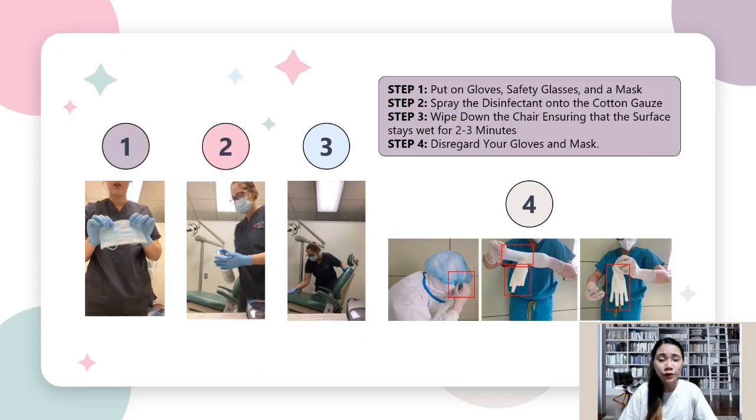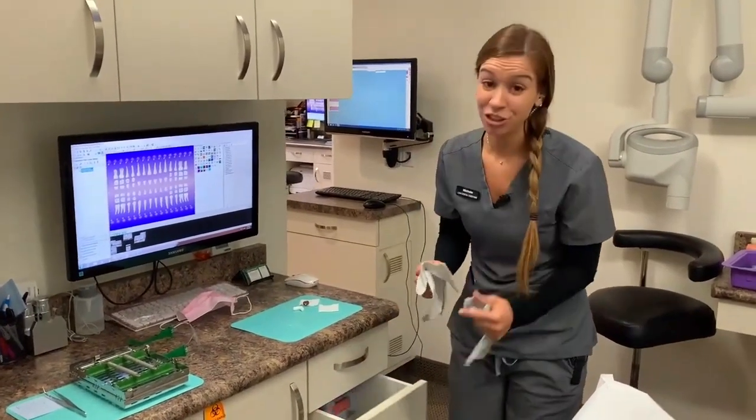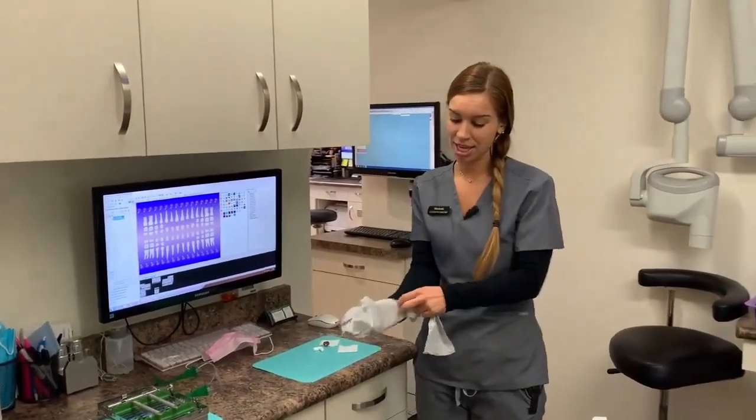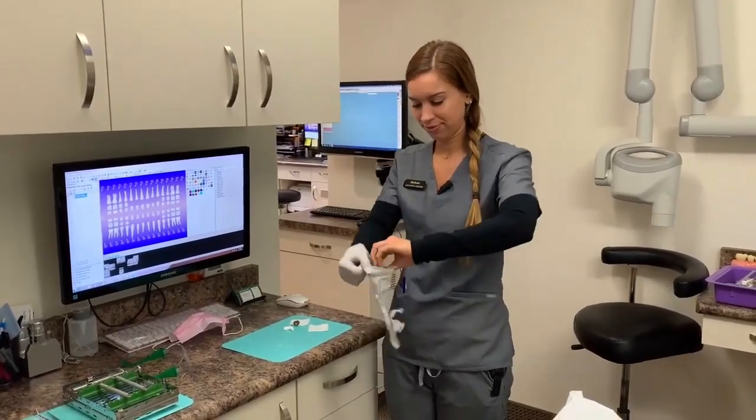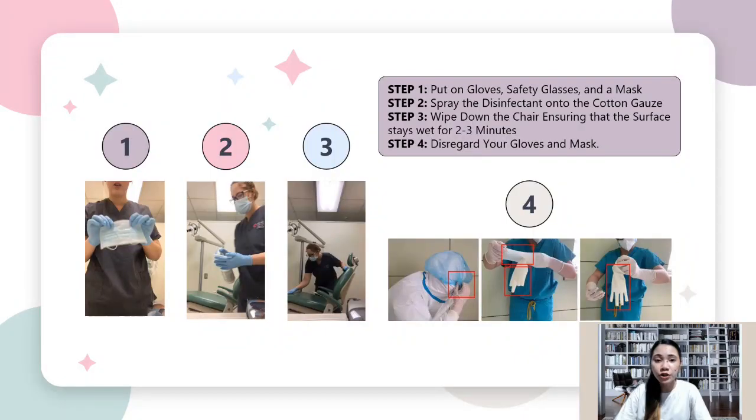Of course, we do not forget to use the appropriate personal protective equipment such as gowns, gloves, and masks when disinfecting dental chairs. Cleaning and disinfecting after every patient is also highly recommended. Now, to use the disinfectant, we simply spray, rub with a cotton gauze or sponge, then wipe down the chair gently, ensuring that the surface stays wet for 2 to 3 minutes. And lastly, after disinfecting the equipment, don't forget to discard your gloves and masks.